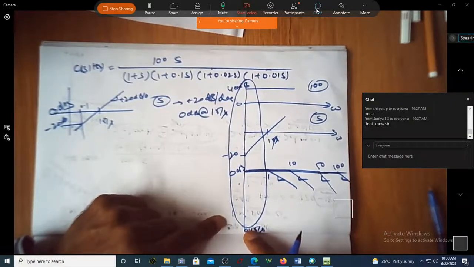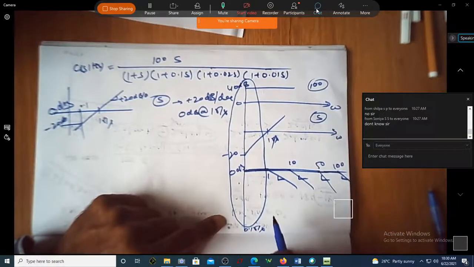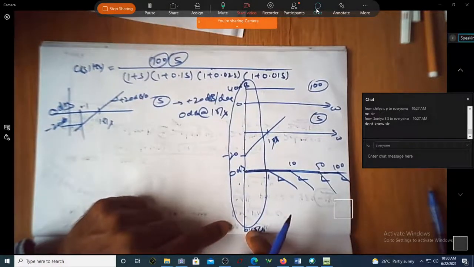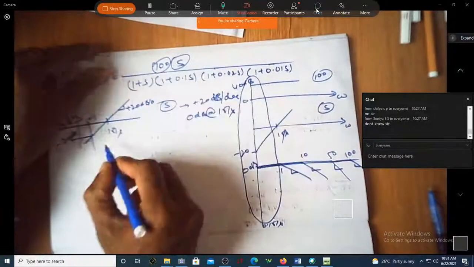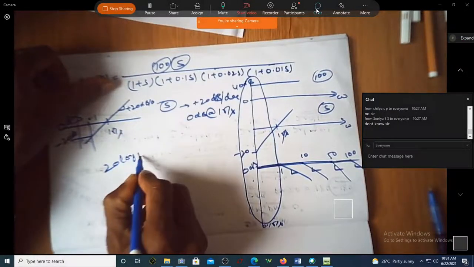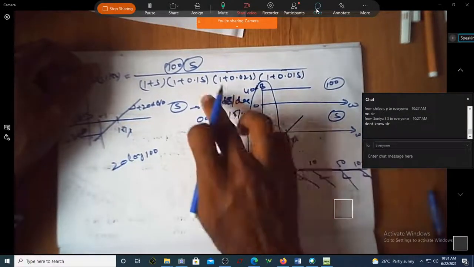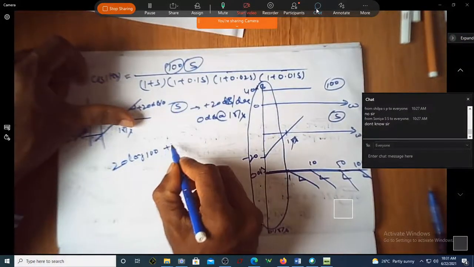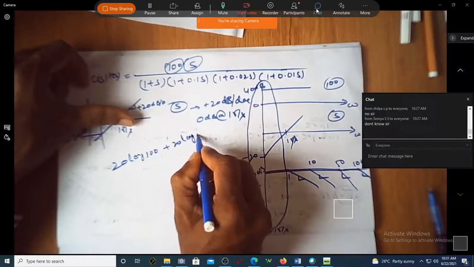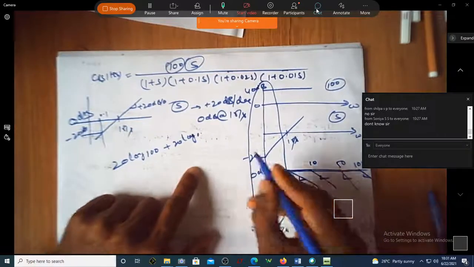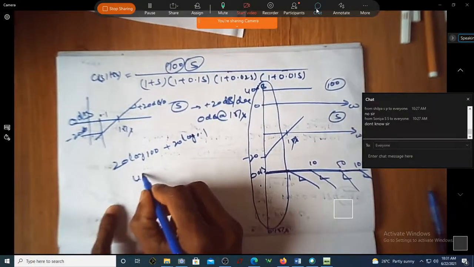Then the contribution is by this term and this term at 0.1 radian per second. What is the contribution of this? Is it not 20 log 100? What is the contribution of this S term now? Is it not plus 20 log? Actually, is it not minus 20 dB? So if I write it so, is it not 40?